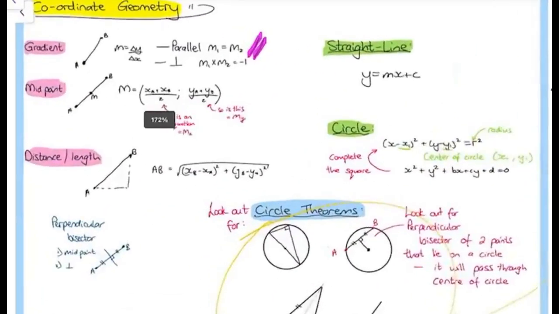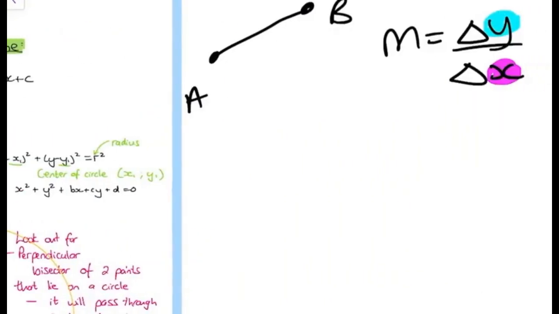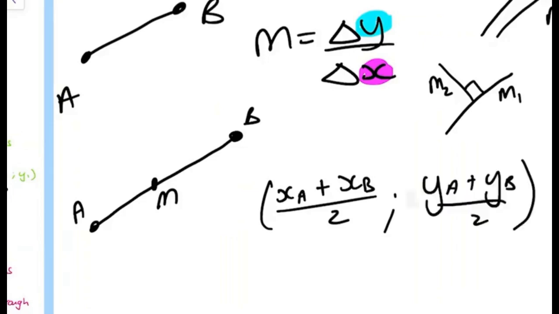Okay. Then the next thing that you need to know is how to find the midpoint between 2 points. So if you're given the coordinate of A and B, then you can find the midpoint basically by finding the average of the points. So my coordinate of M is going to be my x value of A plus my x value of B, and then I just divide it by 2, so I'm finding the average. And my y value of A plus my y value of B divided by 2.